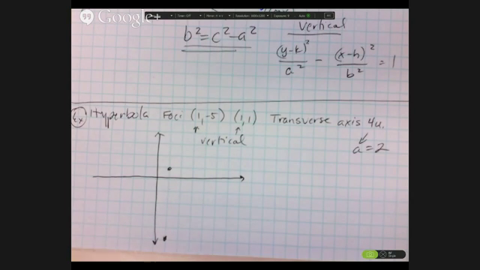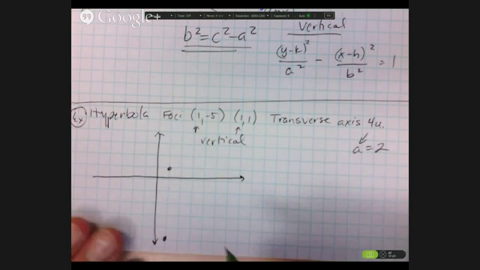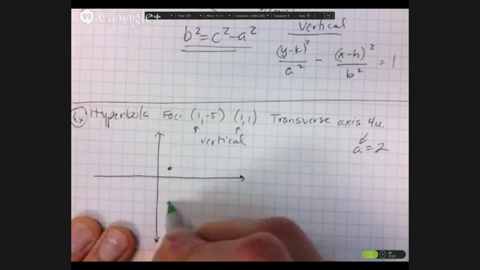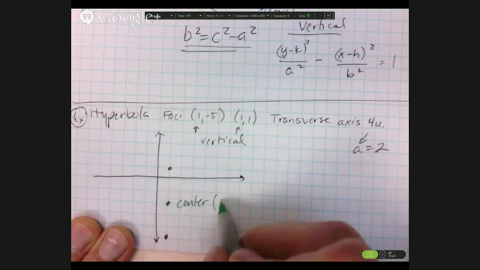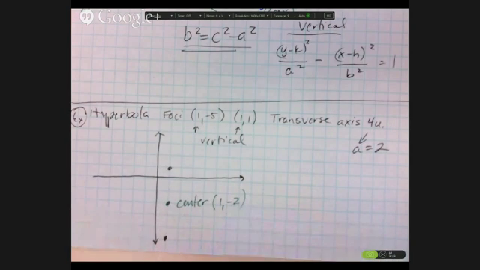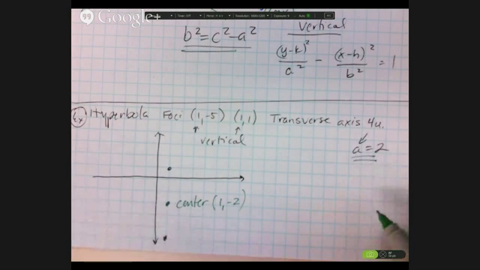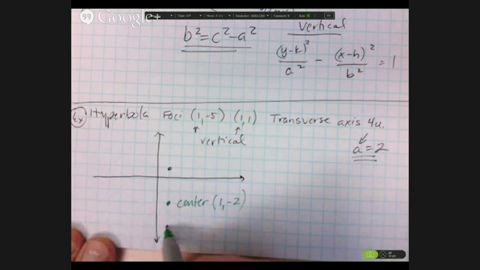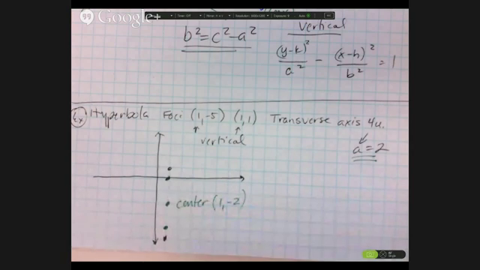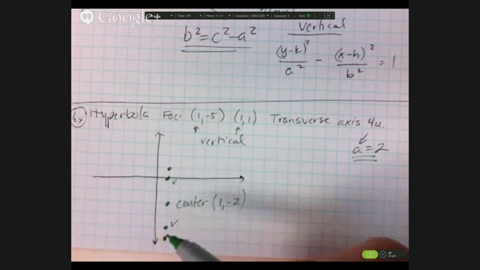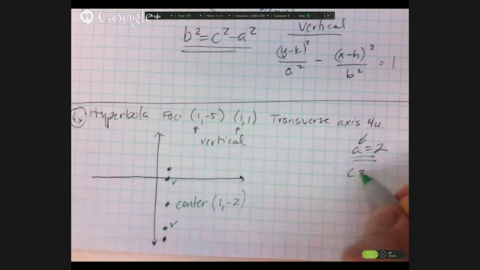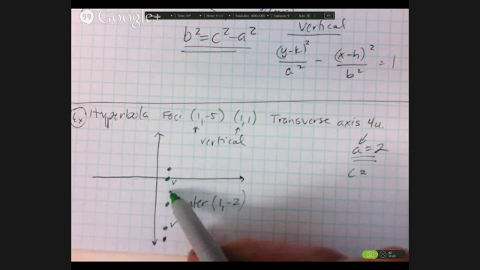Okay, where's the center? 1, -3. Oh, it has to be right in the middle. Okay, so you know your center. We know A is 2. So that would make those 2 points vertices, because A is 2, right? What is C? 3.